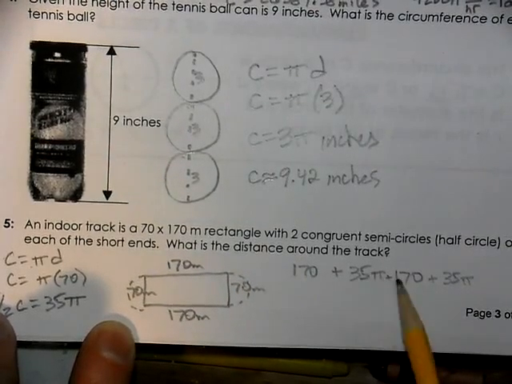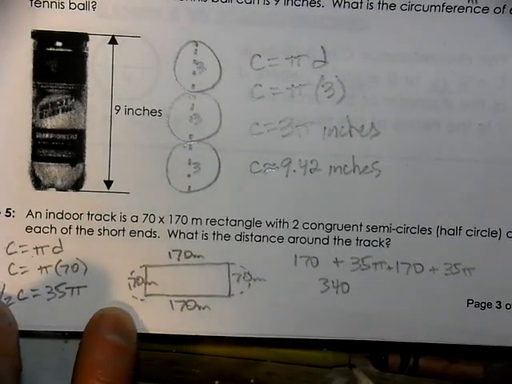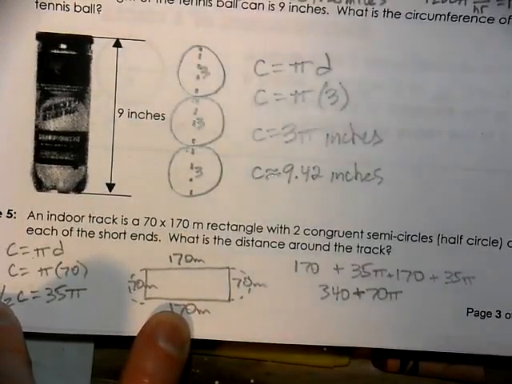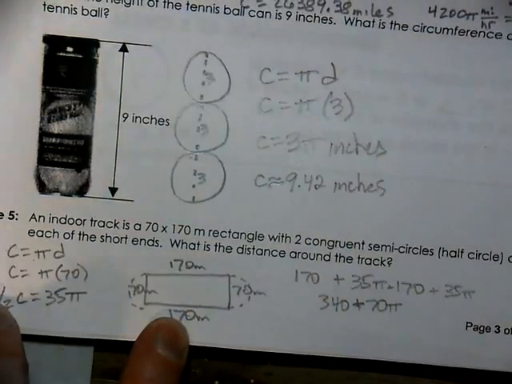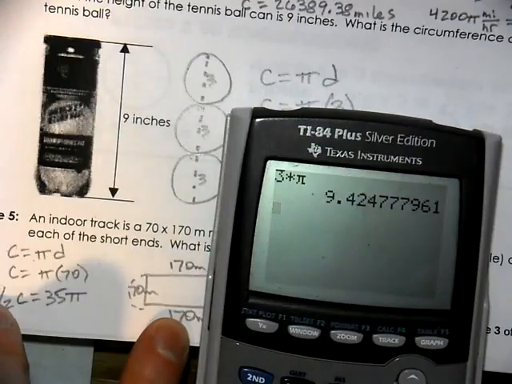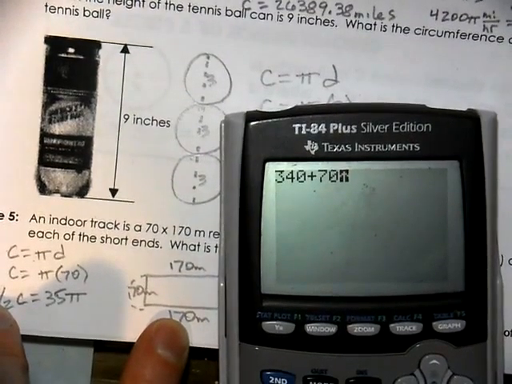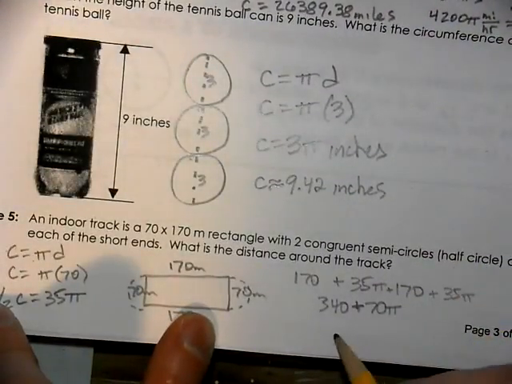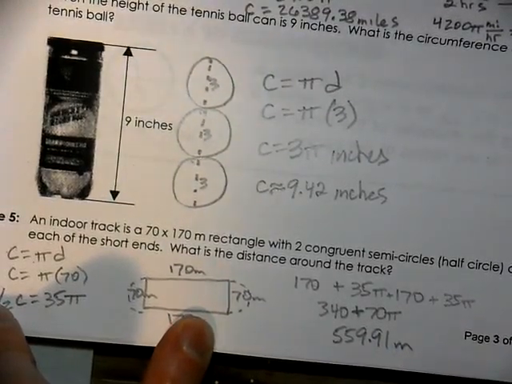4 different steps, 4 different calculations. That's 340 when you add up the 170, 170. That's 70 pi when you add those terms together. Notice you can't add the 70 and the 340 because they're unlike terms. One of them has a pi with it. So 340 plus 70 pi gives you a total of 559.91, and these would be meters.